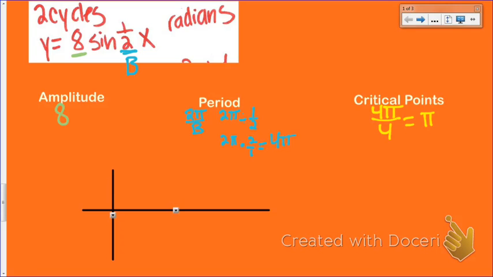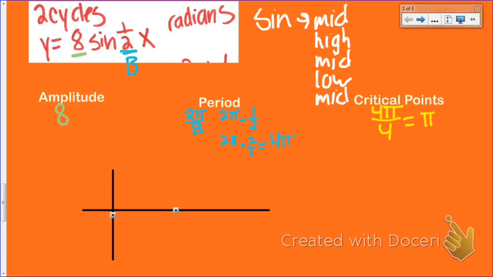So now I have all the information I need in order to graph this. The only other thing I need to double check on is what kind of a graph this is. If I look, this is a sine graph. And if you remember, sine graphs started in the middle, and then they went up, then they went back to the middle, and then they went to the bottom, and then back to the middle.